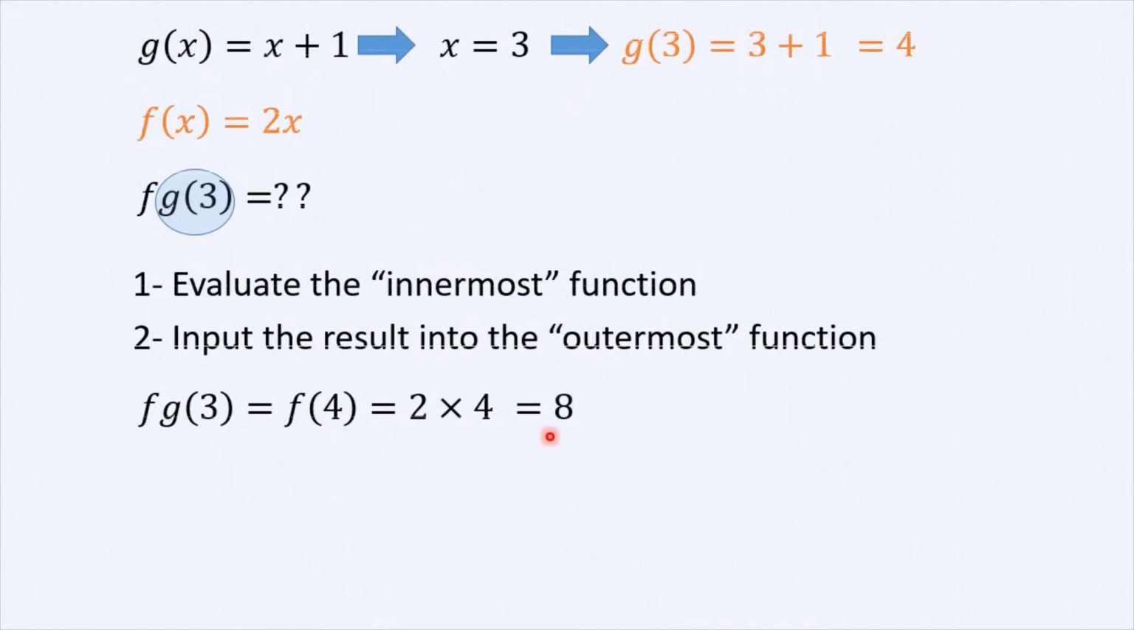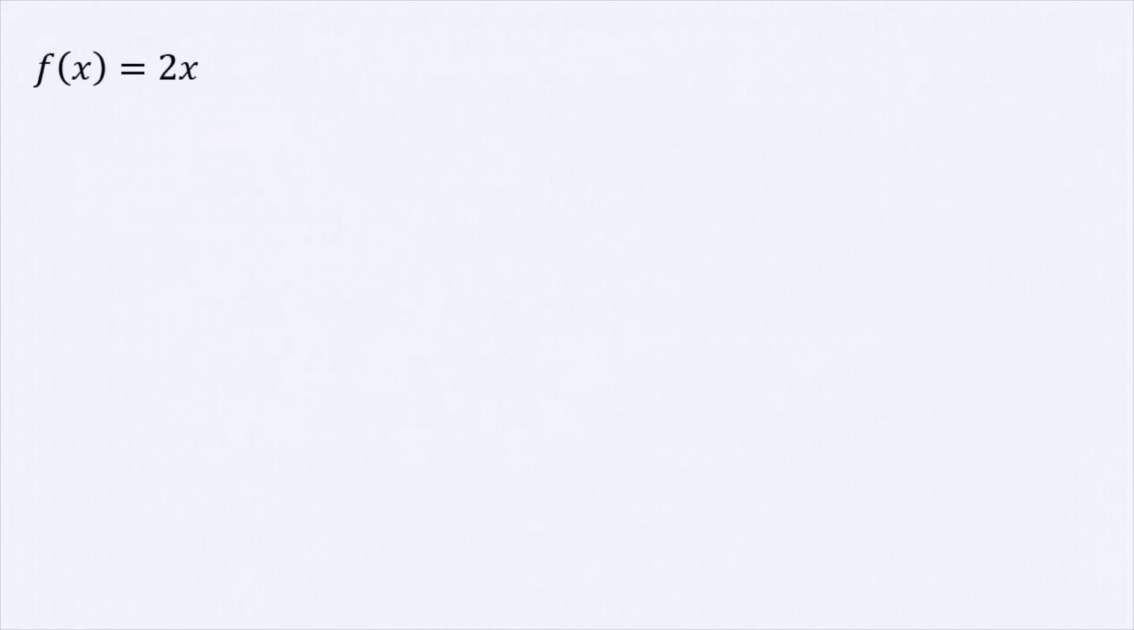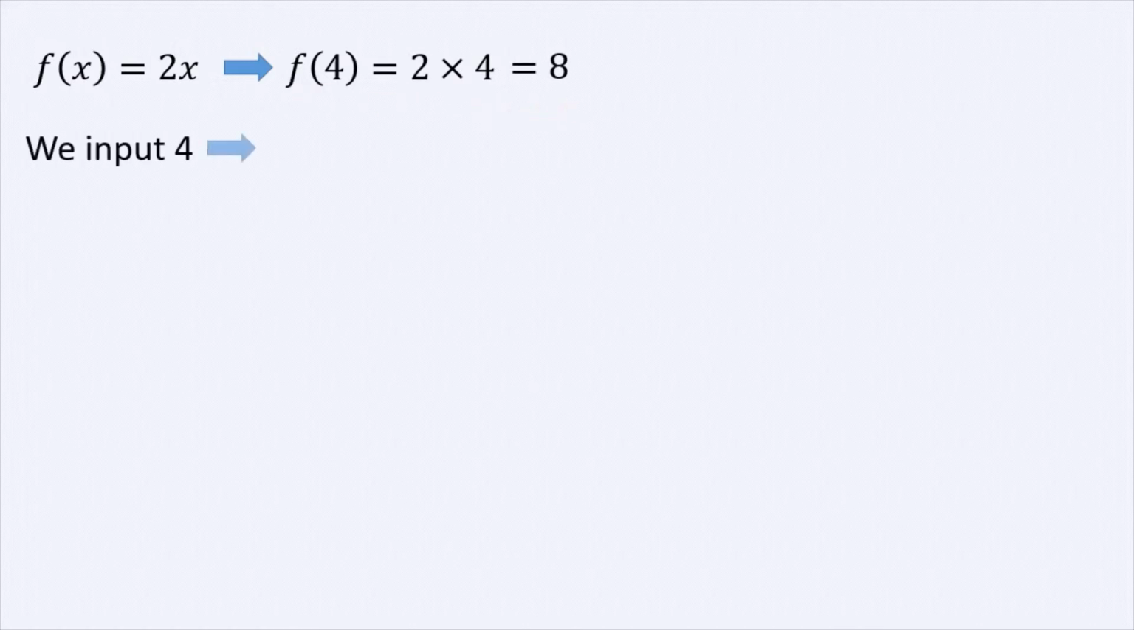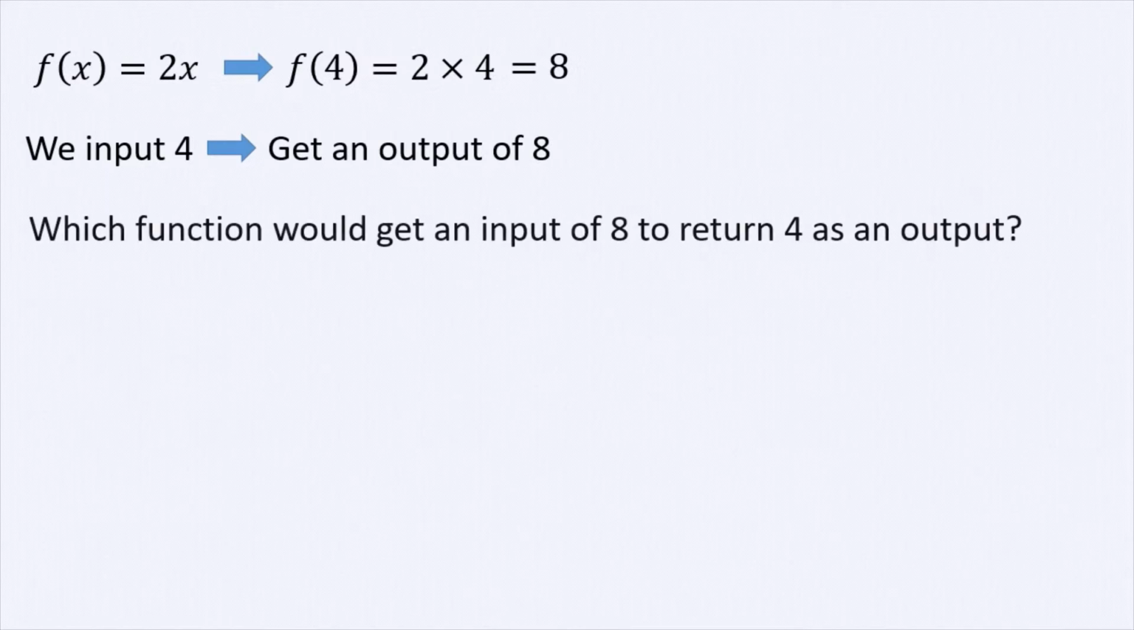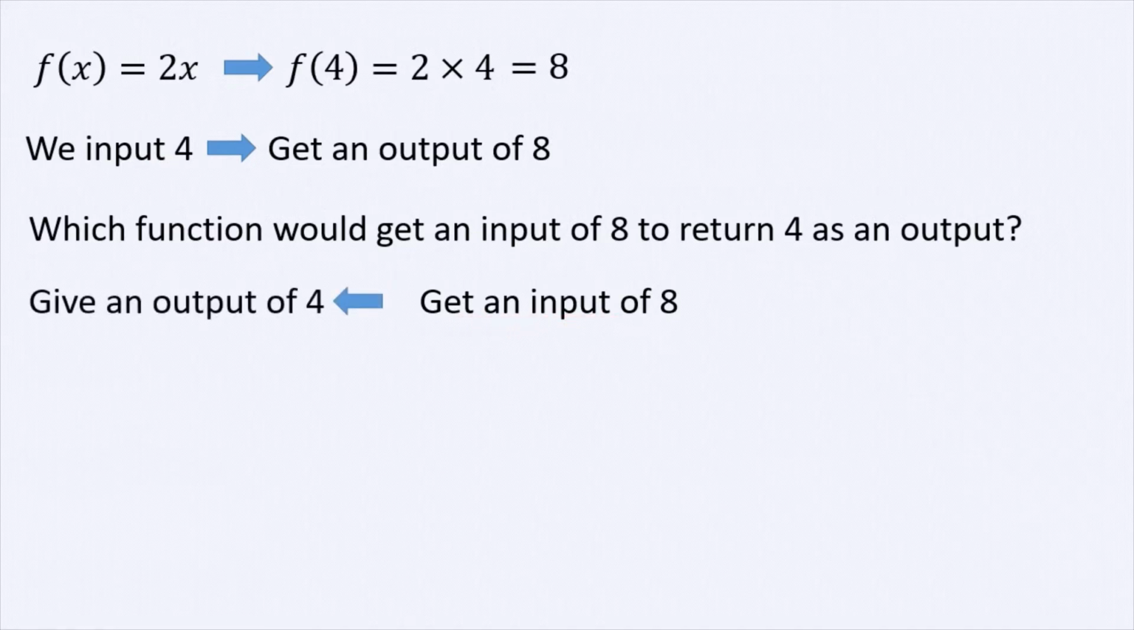Now, if f of x is equal to 2x, therefore, as we have seen, f of 4 is equal to 2 times 4, which is 8. So we input 4 and we get an output of 8. Now, which function would get an input of 8 to return 4 as an output, which is the inverse of what this function has done? Function f of x has given us an output of 8 from an input of 4. Now, which function would give us an output of 4 from an input of 8, which is the reverse of what we have done with f of x?